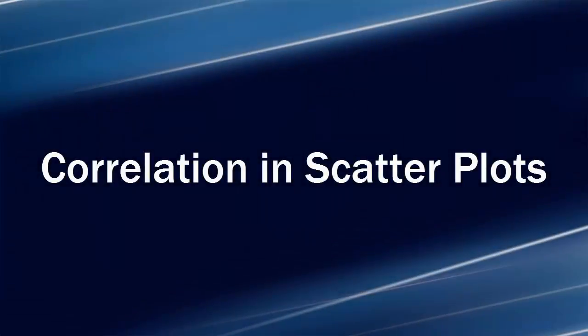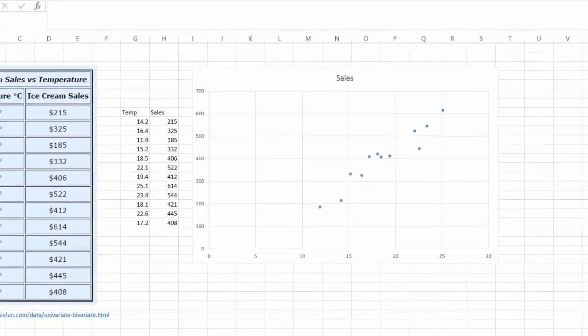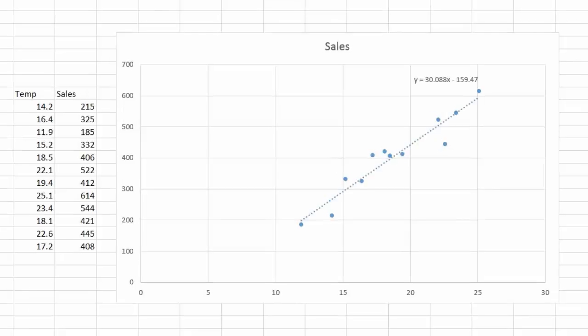This video is about looking for patterns or correlation in scatter plots. Let's revisit our ice cream sales example to explore correlation. In this scatter plot you can see that all the data does not lie on a straight line. You can also see though that the data is reasonably close together, and when we put the line of best fit on, it seems to generally lie close to a straight line.